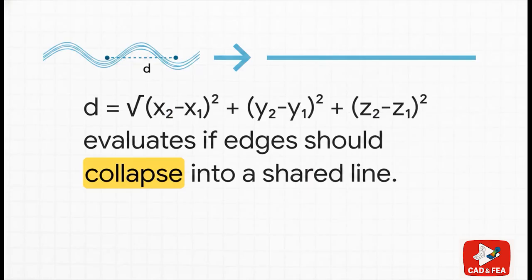Once we've isolated those edges in the exact same bounding box, the algorithm applies a simple Euclidean distance formula. It calculates the distance between discrete points on the edges, and if that distance is less than your set cleanup tolerance, boom, the algorithm forcefully snaps and collapses those messy, disconnected lines into a single, shared topology line. This simple bit of math saves you from having to manually click and merge thousands of individual edges. And just like that, the geometry is finally stitched.